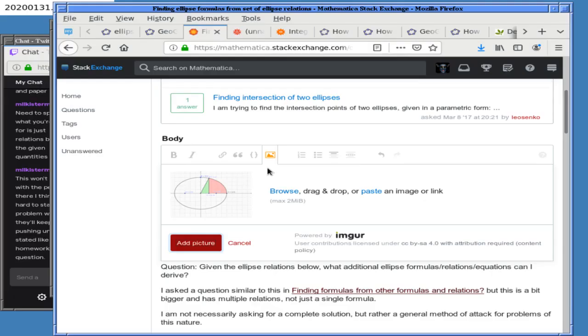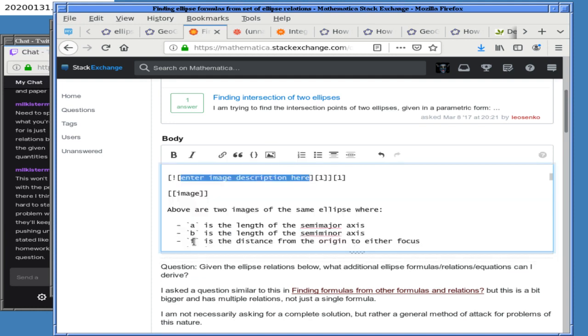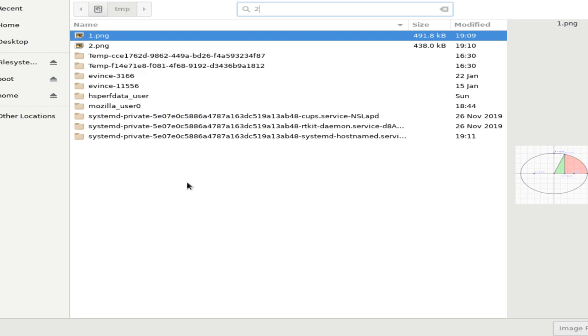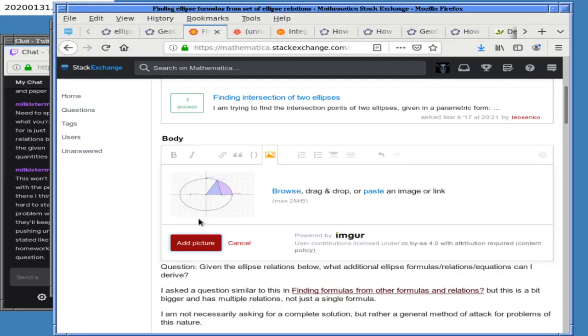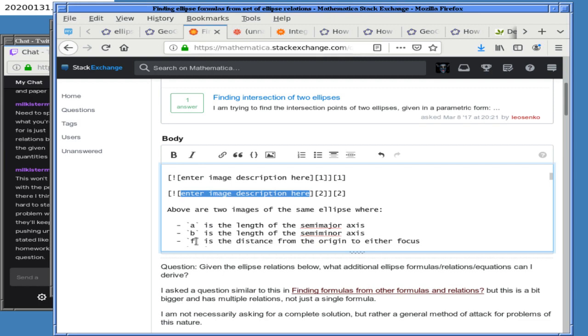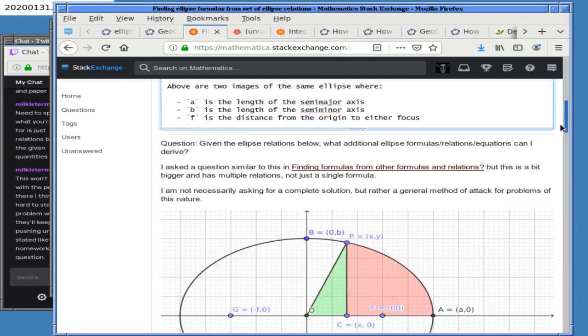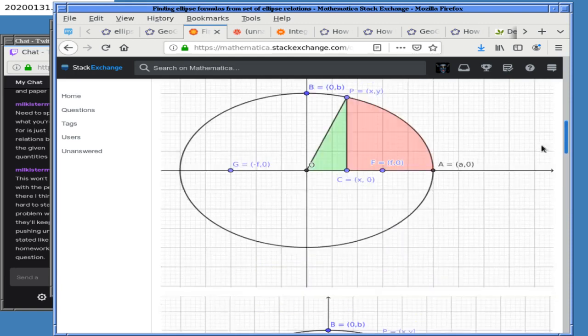Okay. Add picture. This is going to take a while. And by while, I mean forever. I've never entered the image description here. I don't know if anyone actually does that. This one. Okay. Given the ellipse relations below, that looks pretty shiny.